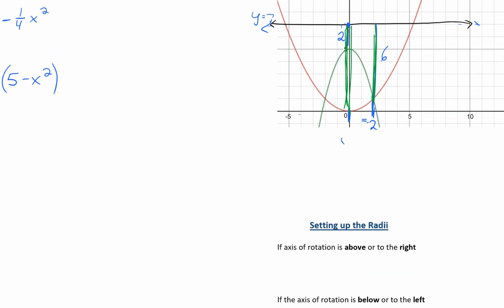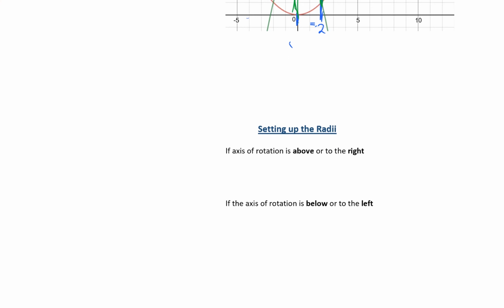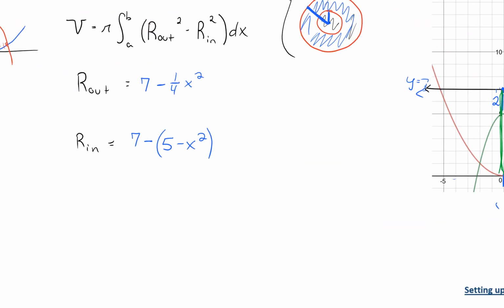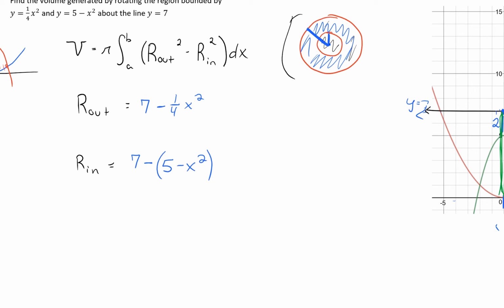There's actually a general rule that you can apply when you're trying to set up your radii, because it can be confusing. Should I go 7 plus 1/4 x squared? Should I go 1/4 x squared minus 7? 1/4 x squared plus 7? Just 1/4 x squared?